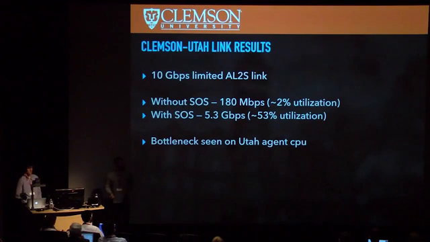This might take weeks. With SOS, however, we were able to see about a 30 times improvement and get 5.3 gigabits per second, so about 53% utilization, which is good, but our goal is 100% utilization. And so we did some detective work, and we discovered that the Utah agent was actually using 107% of its CPU, which is a problem because every component in SOS needs to be giving 110%.